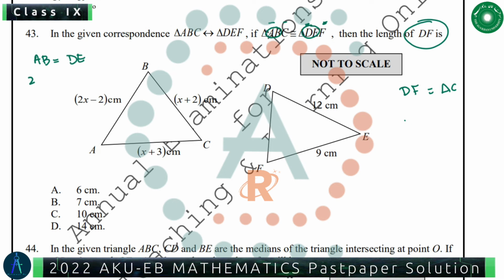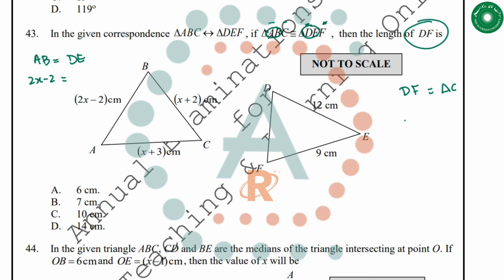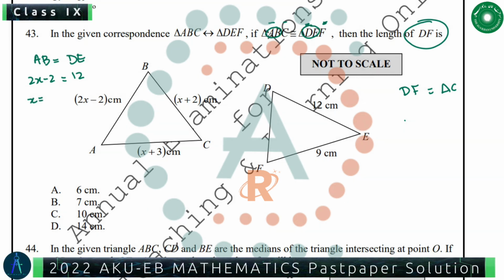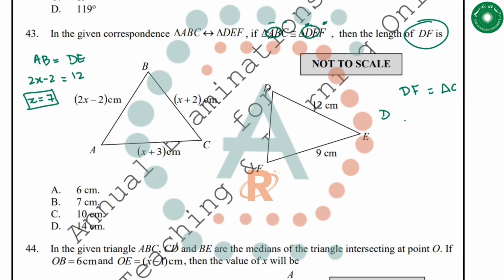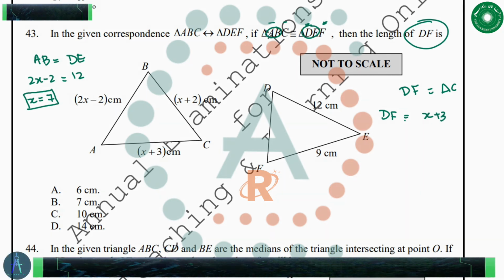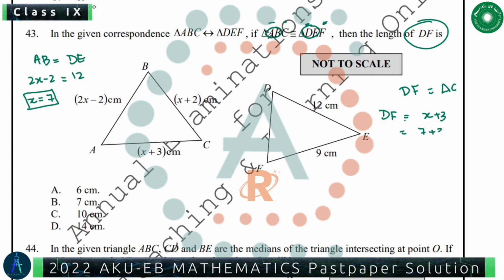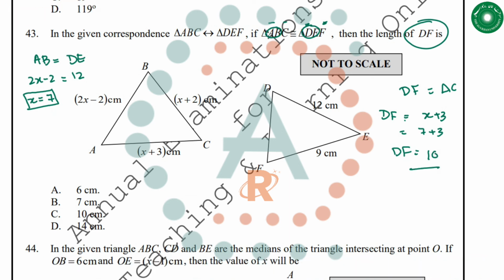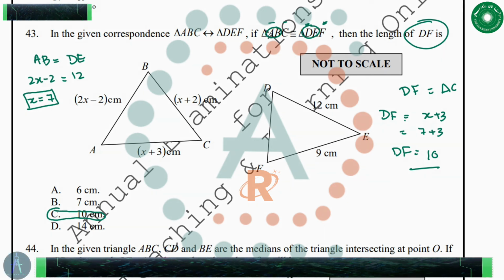AB is given as 2x minus 2 and DE is given as 12. So from here, if we find the value of x, x will be equal to 12 plus 2, 14, divided by 2, 7. The value of x is 7. Then DF, which we had to find and which is equal to AC, AC is given as x plus 3. So x is 7 plus 3. This means DF will be equal to 10. So question 43, option C is the right answer.